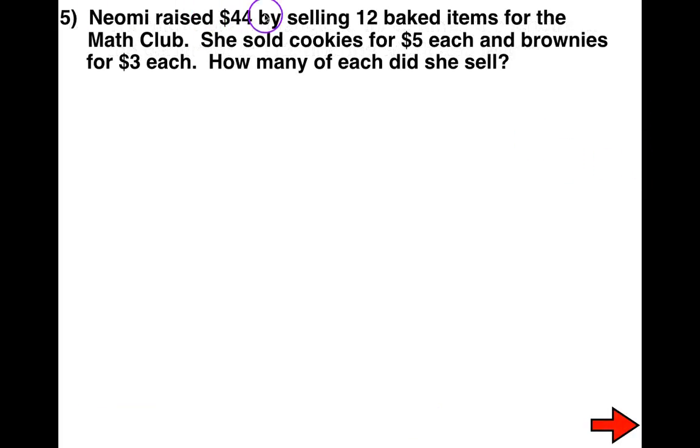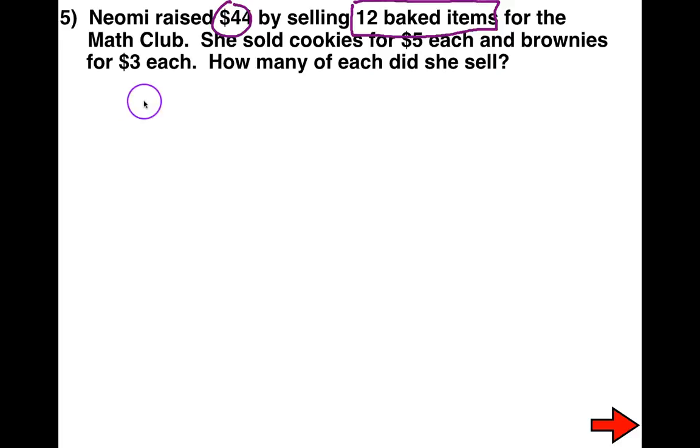Noemi raised $44 by selling 12 baked items for the math club. She sold cookies for $5 each and brownies for $3 each. How many of each did she sell? So hopefully as you read that, you saw, okay, I definitely saw 2 grand totals. One was the $44 and the other was the 12 baked items. Now, what were some of the questions that are being asked? It says, how many of each did she sell?